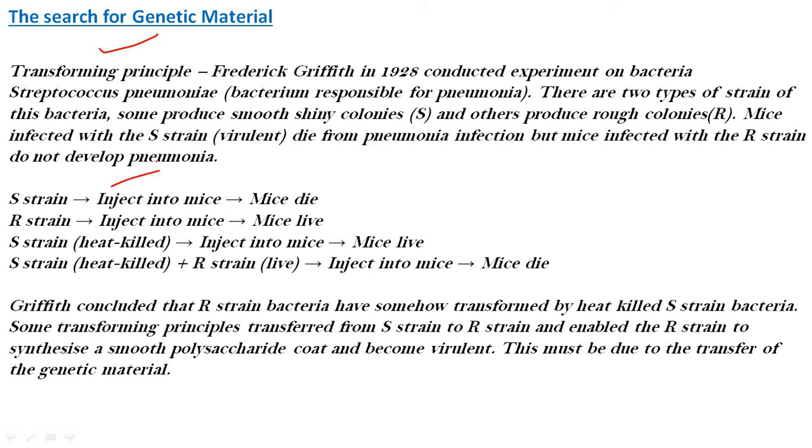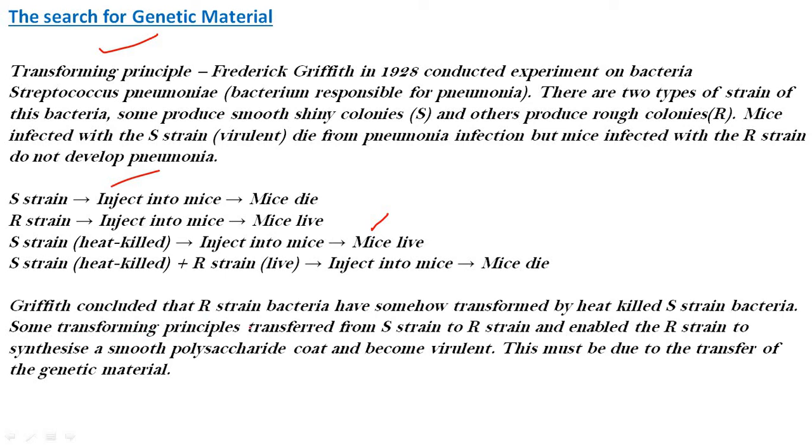Make it a clear understanding, because this experiment will be important for the rest of your life, and this is very important. The S strain, when injected into the mice, dies. When the R strain is injected into the mice, they stay alive. When the heat-killed S strain, that is smooth, is injected into the mice, they live, and the heat-killed S strain along with the living R strain injected into the mice, dies.